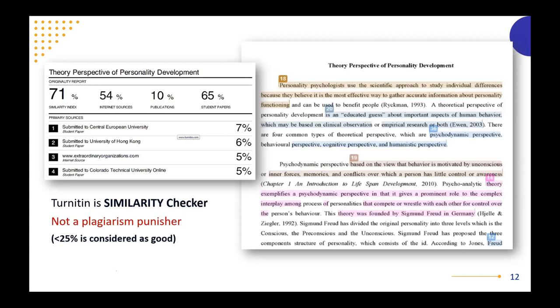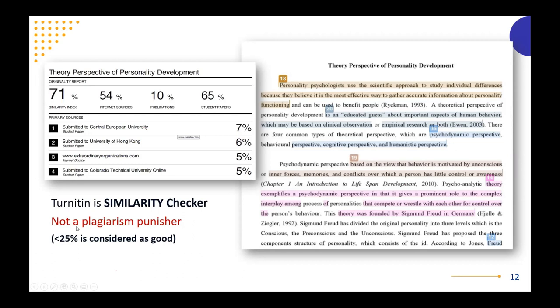But anyway, you don't need to read the color. Just look at the percentage. The percentage is also very subjective, because if you upload a page like this, one page, 25% is quite a lot, right? So you might want to look at the page number as well. If you upload a thesis of 200 pages, 25% is actually very low, right? But I think in UNIMAS, the acceptance percentage is 25.